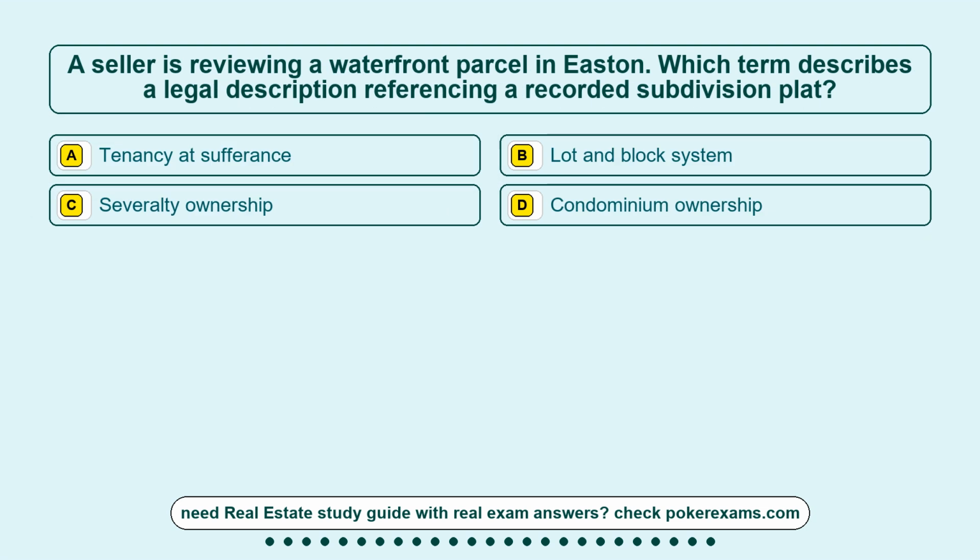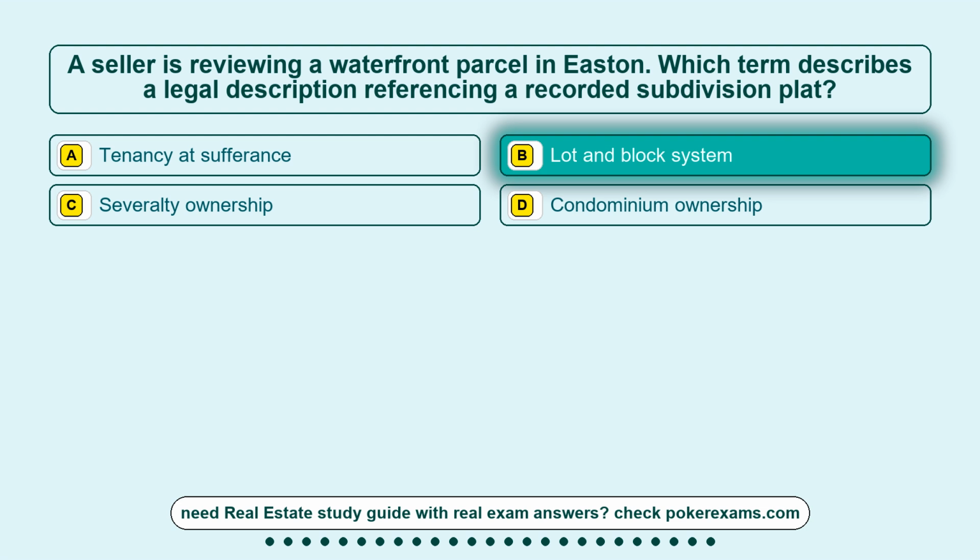Question 23. A seller is reviewing a waterfront parcel in Easton. Which term describes a legal description referencing a recorded subdivision plat? Option A, a tenancy at sufferance. Option B, lot and block system. Option C, severalty ownership. Option D, condominium ownership. The correct answer is option B, lot and block system.